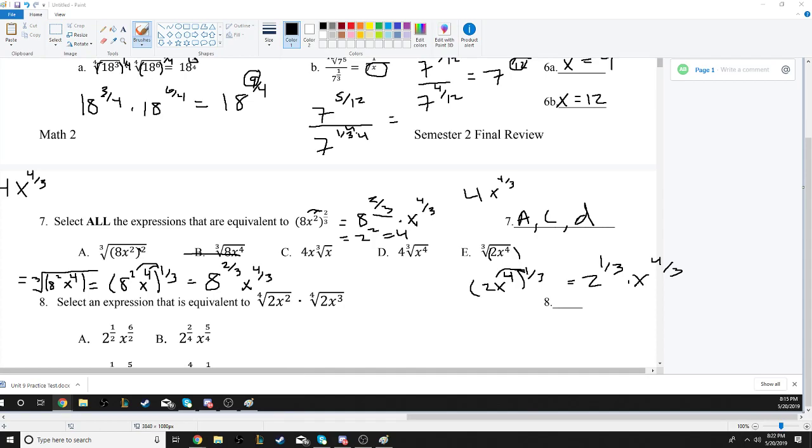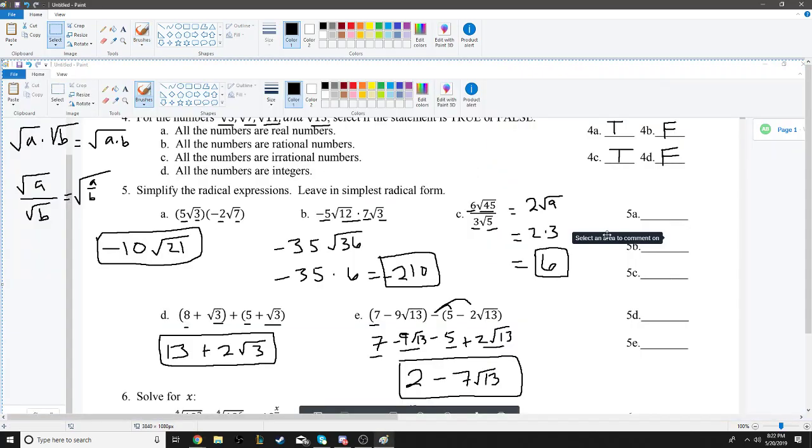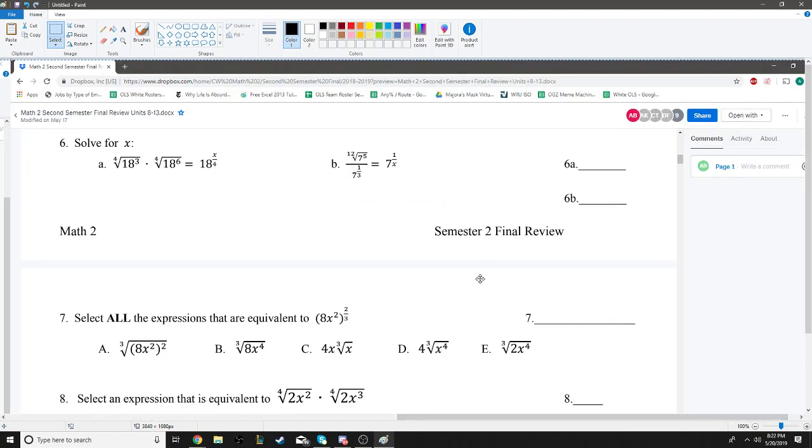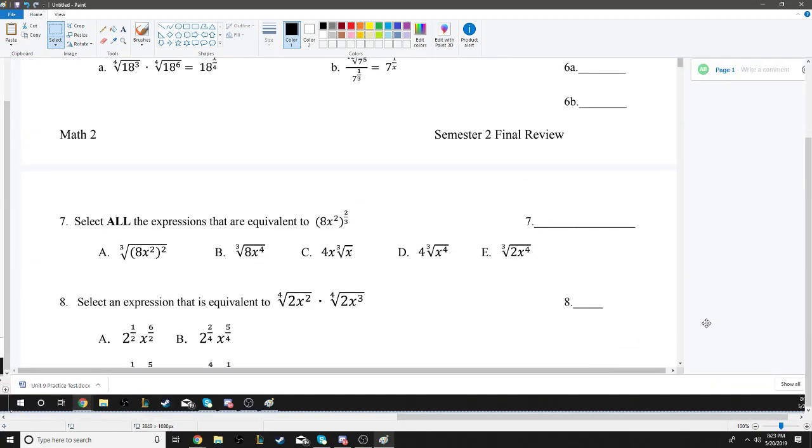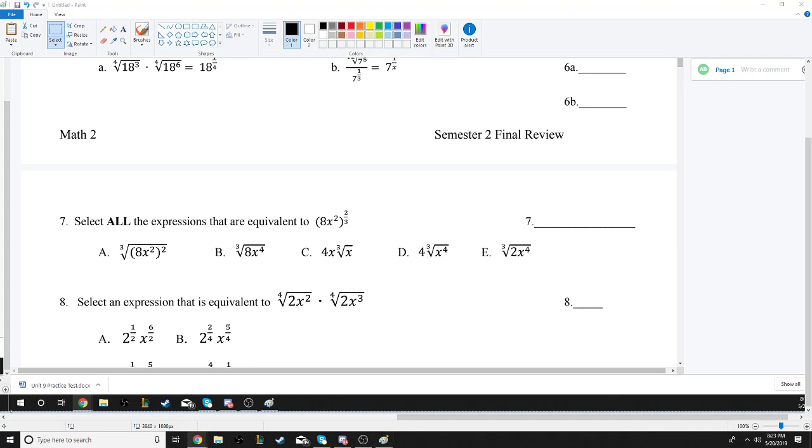Okay, next part. Okay, this will work if that thing will go away. Alright. Number 8. What? I must not have print screened it. Give it 1 second. Okay.